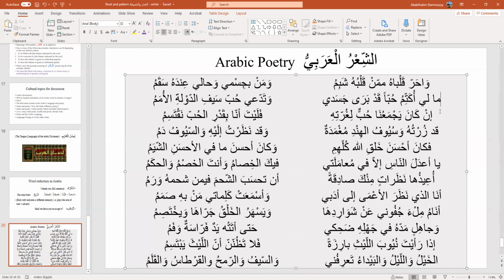And then he's shamelessly telling him, إن كان يجمعنا حب لغرتي, if we all share this love for him, or for his face, فليت أن بقدر الحب نقتسم. I wish that we were getting money and gifts according to our love for him.